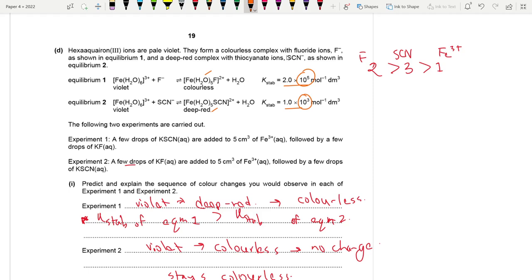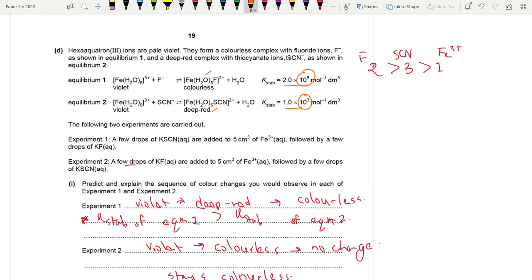So look at experiment 1. We are adding KSCN followed by a few drops of KF. If we add KSCN to this pale violet complex, it's going to turn deep red. Then if we add fluoride, it's going to turn colorless. Why was this possible? Because the deep red was more stable than the violet one, and the colorless one was the most stable compared to those two. The K step of equation 1 is greater than the K step of equation 2. That's why this was possible.